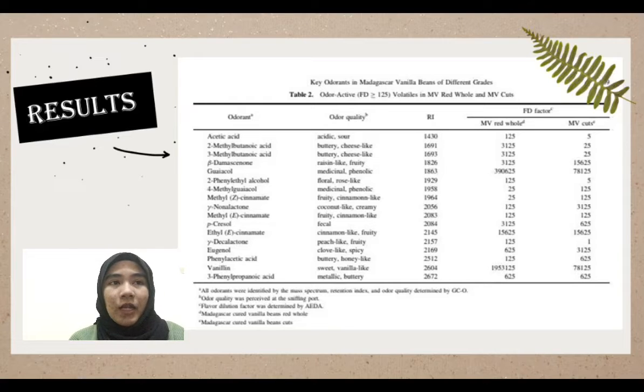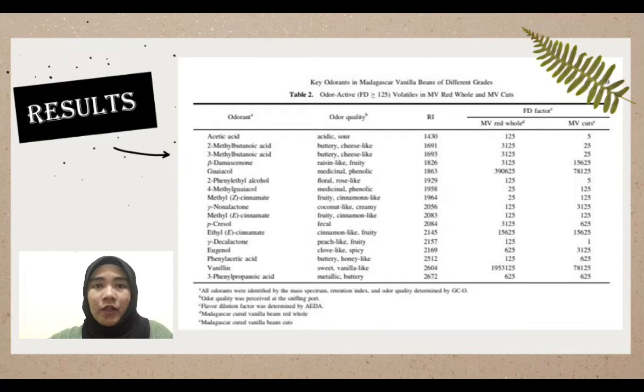For the beta-damascenone, we have 3125 for the MV red hold, and for the MV cut, we have 15,625. For the guaiacol, for the MV red hold, it has 390,625, and it has 78,125 MV cut. For 2-phenylethyl alcohol, the MV red hold is 125, and for the MV cut, it has 5.